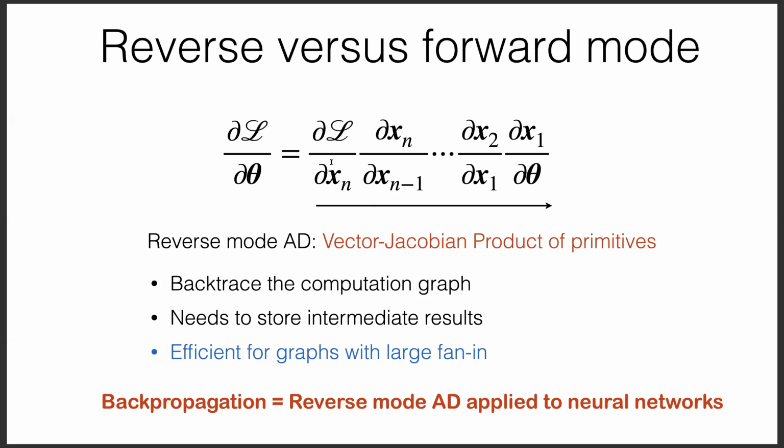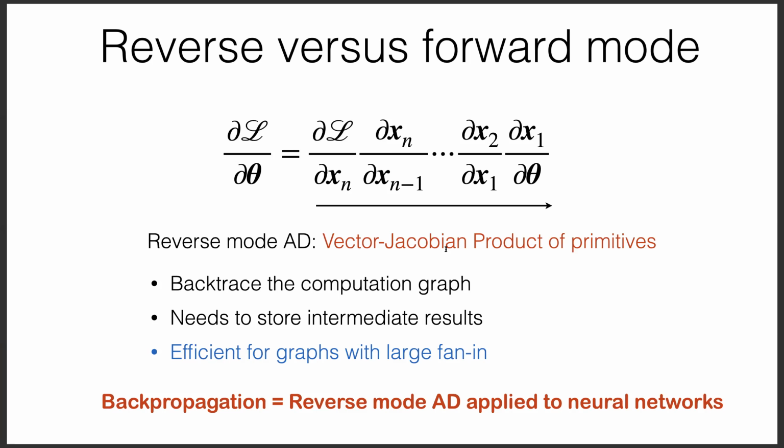But this is actually, I think, one of the most used modes of automatic differentiation, called reverse mode. It's called reverse because this backtraces the computation graph. It's efficient for usual optimization problems with a large number of parameters and a single scalar loss function. But the downside is that you need to store some intermediate results.